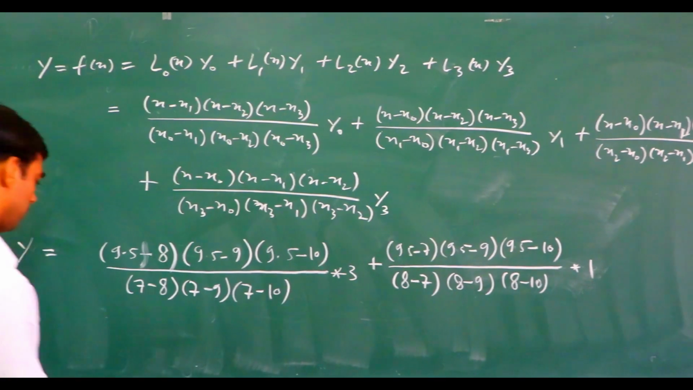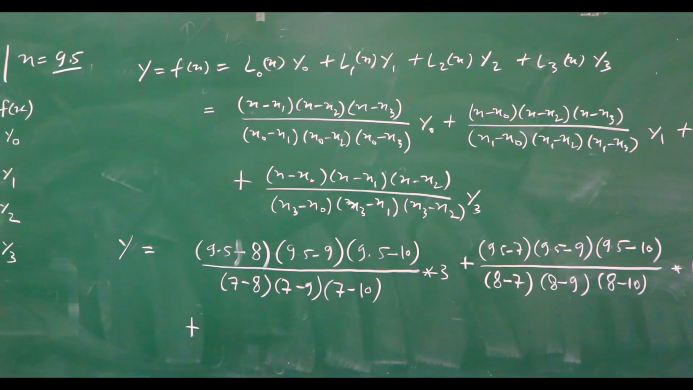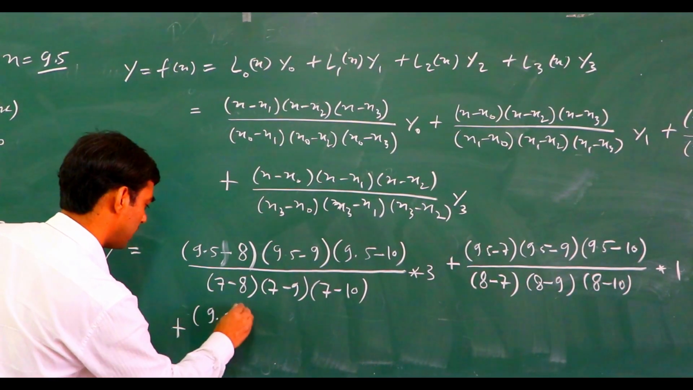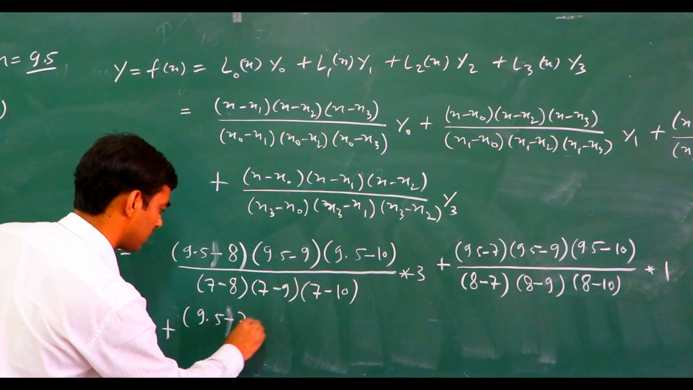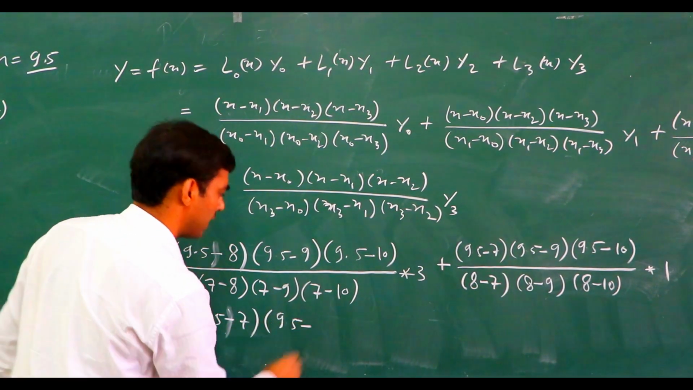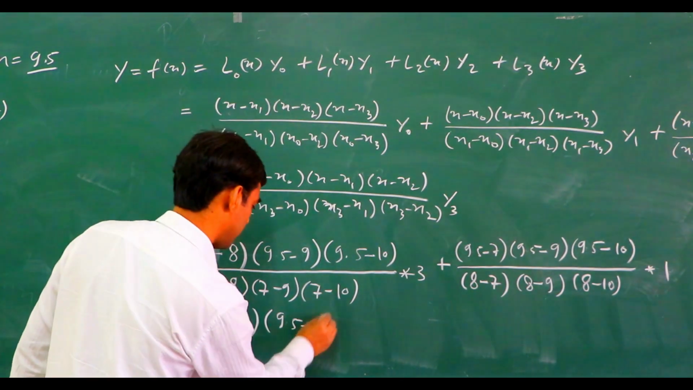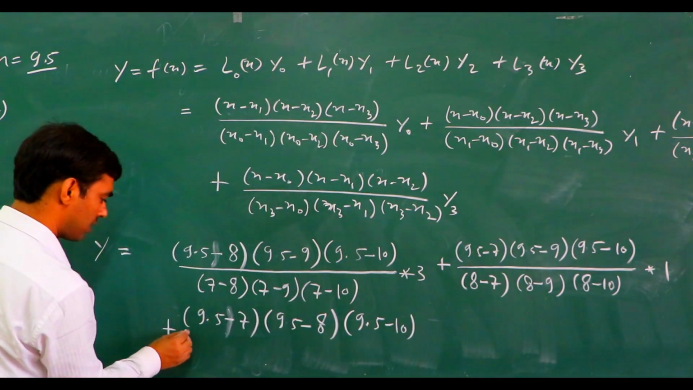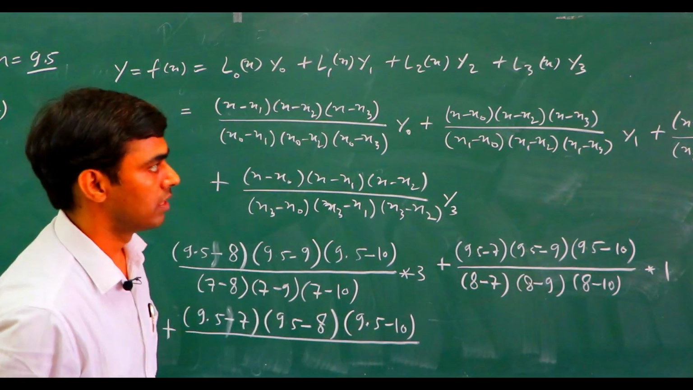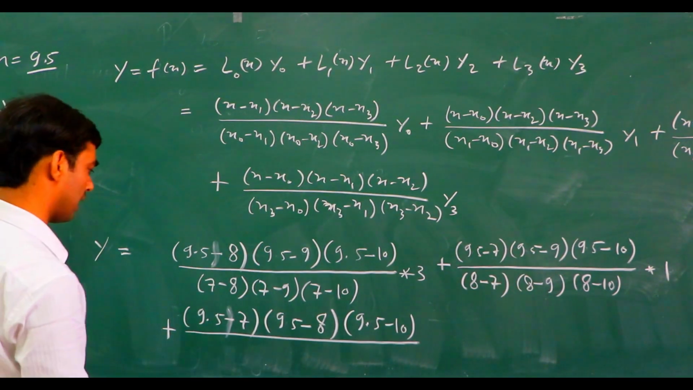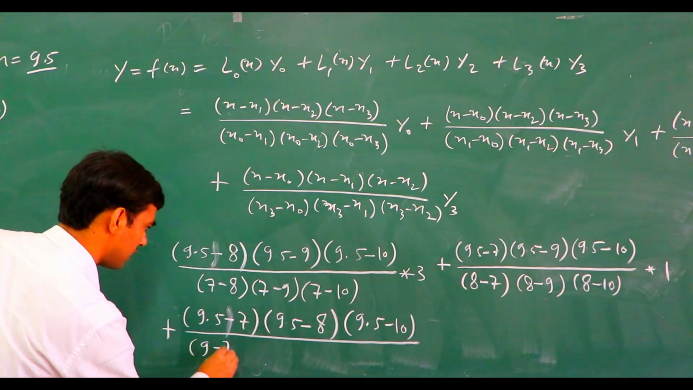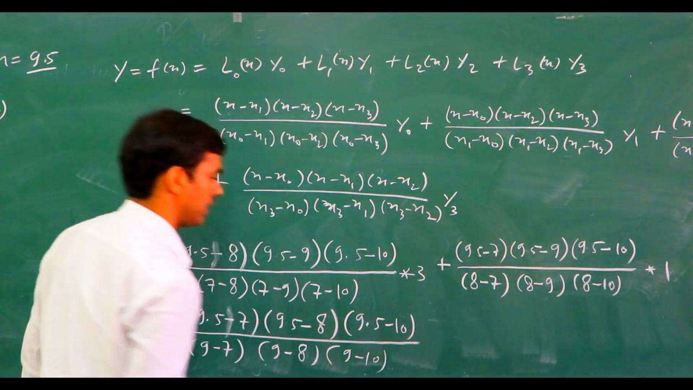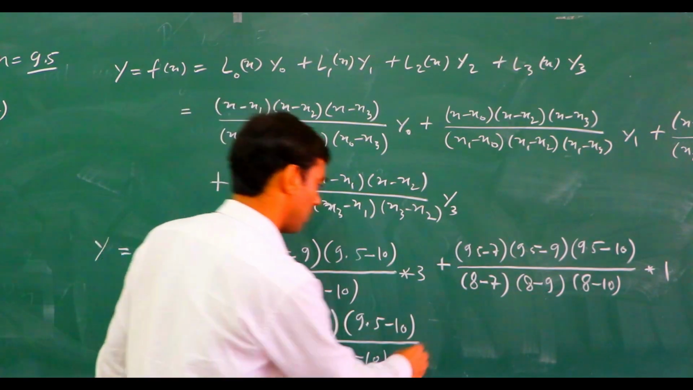Now next term is what? Plus 9.5 minus x0, which is 7, 9.5 minus x1, 8, and next one is 9.5 minus 10, divided by what? Divided by x2 minus x0, x2 being 9. So 9 minus 7, 9 minus 8 and 9 minus 10, into what? Into y2.